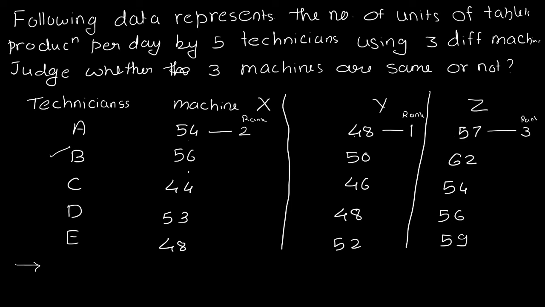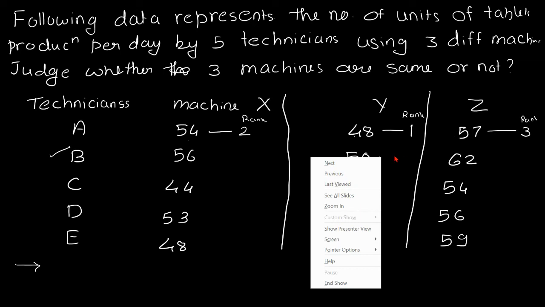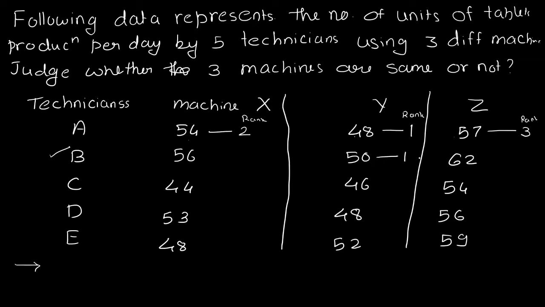Now the observations of technician B are 56, 50, and 62. Now out of this again the smallest is 50. Therefore I will allot a rank 1 to it. Next is 56. So I will allot a rank 2. Next is 62. So 3. Let's move to the technician C.